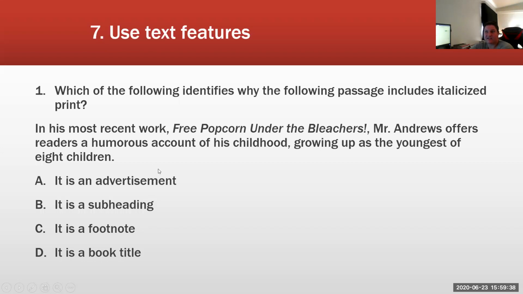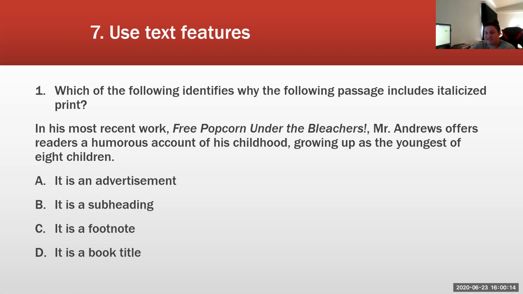So we didn't go over this, and if you're not familiar with it, I really strongly encourage you to use Khan or Crash Course, any of the resources that I provided in the first lecture to double check this, because the answer is D. It's a book title. Book titles are italicized in text, and we can also look at "in his most recent work." That's an indication that it's a book.